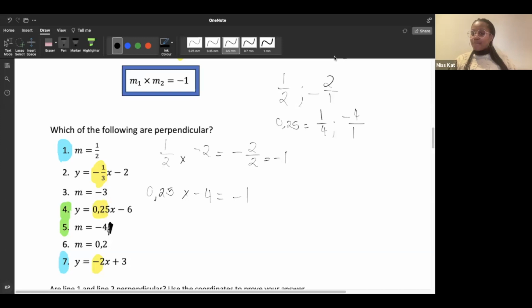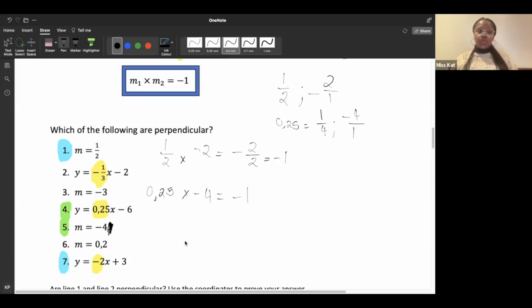Ma'am, I don't understand. Fatima, I understand you use the gradient method there, but how do you know which one is first and which one is second? It doesn't matter which one is first, Fatima, you're multiplying. Remember, 2 times 3 is the same as 3 times 2. Okay, so it doesn't matter which one you put first.